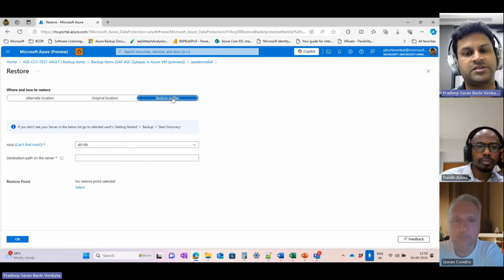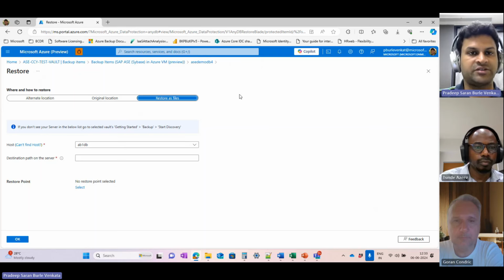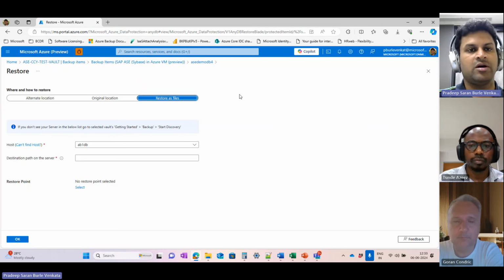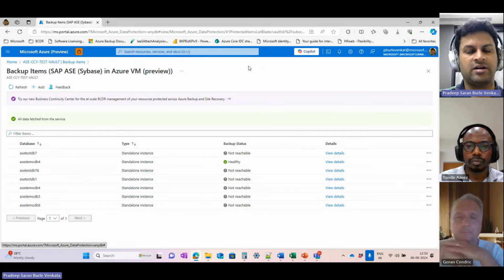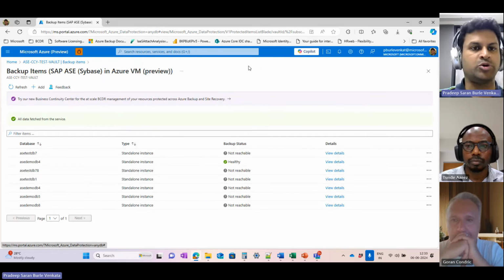And the final one is restore as files. If you want to restore the database as files, let's say you want to run some auditing or compliance requirements, you can restore as files and then store them for further process. So these are some of the capabilities that we wanted to showcase in the demo today.